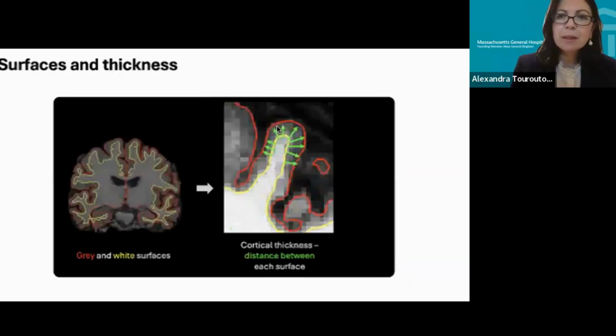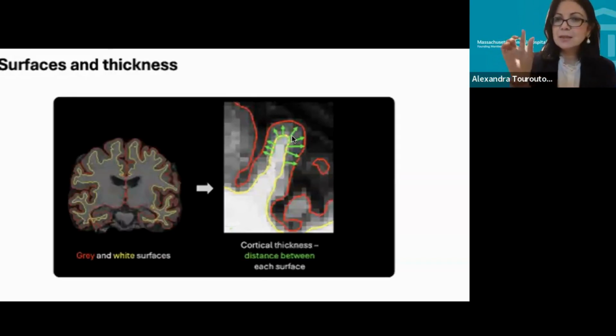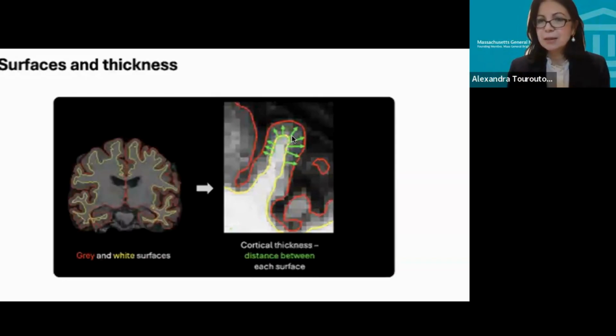And the thickness of the gray matter, how thick the gray matter is as you can see here with these green arrows, you can measure exactly, very specifically, how much the gray matter has thinned, has shrunken in someone who has dementia. That's very important for us to know, both for diagnosis and for the prognostication of the disease.